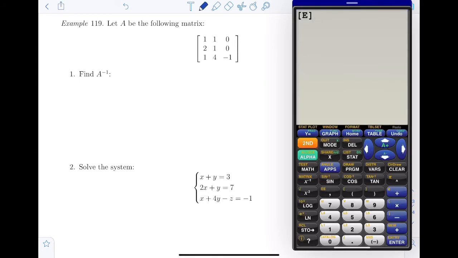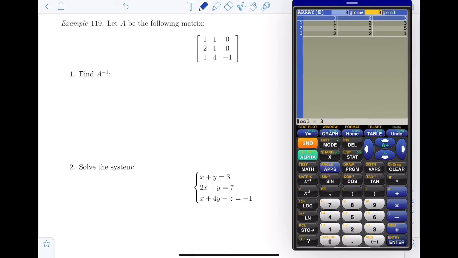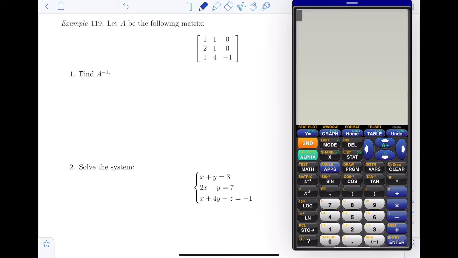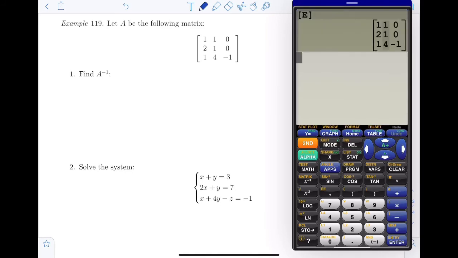Let's edit the matrix E to 3 by 3, and it's 1, 1, 0, 2, 1, 0, 1, 4, -1. Okay. And that was the matrix E, I believe. There we go.